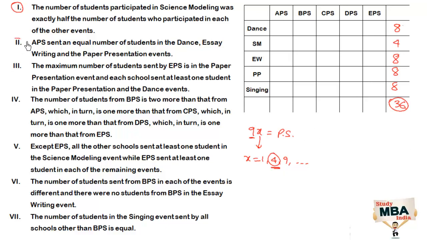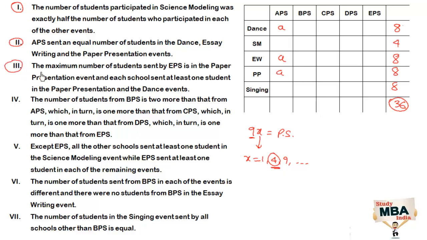Now let's take the second condition. It says that APS sent an equal number of students in dance, essay writing and paper presentation. So let us assume that APS sent a number of students in each of these 3 categories. So it is a in essay writing also and a in paper presentation also, correct?